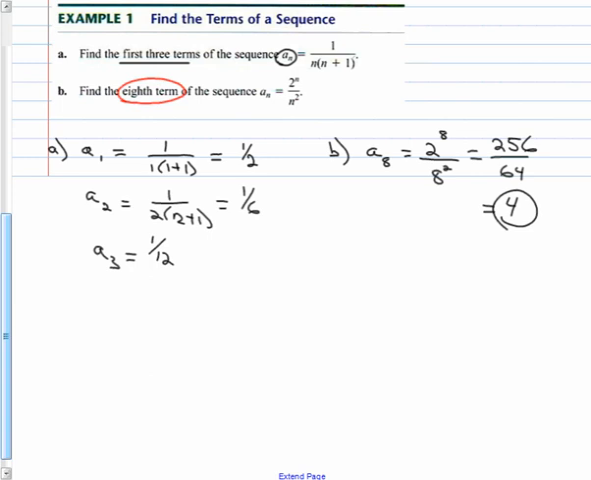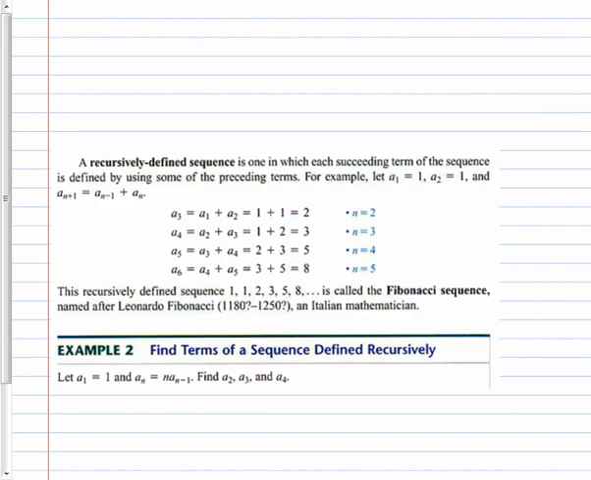So if they give us a general expression or a formula, an equation, we can figure out what any term is in our sequence.